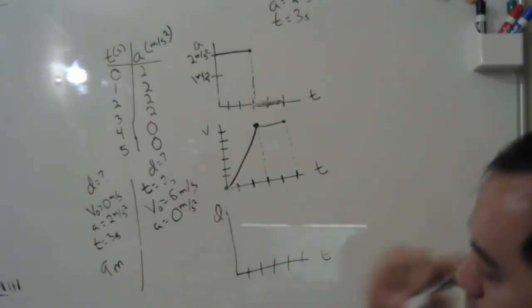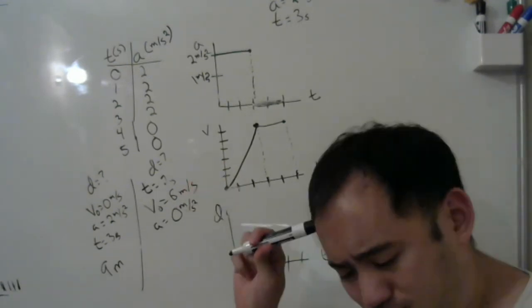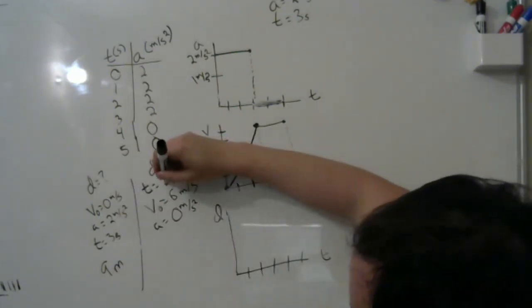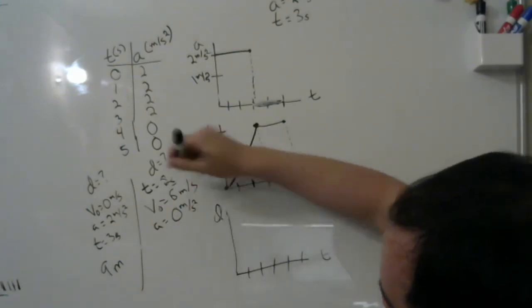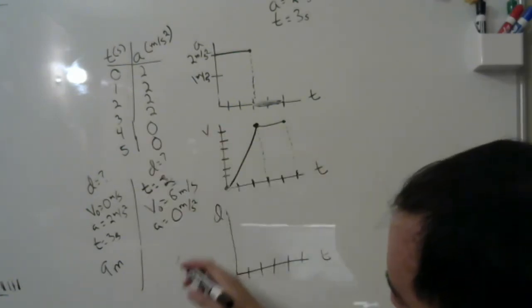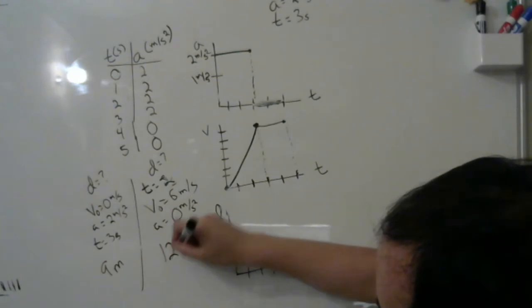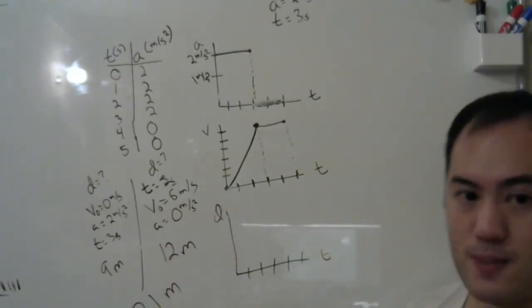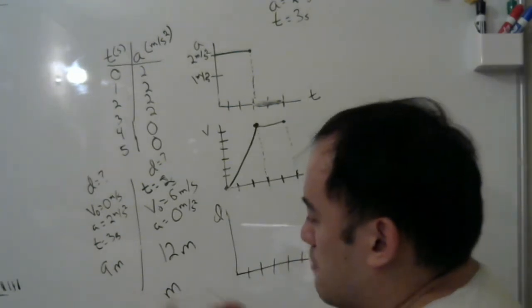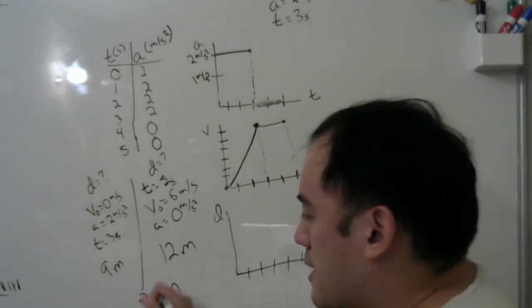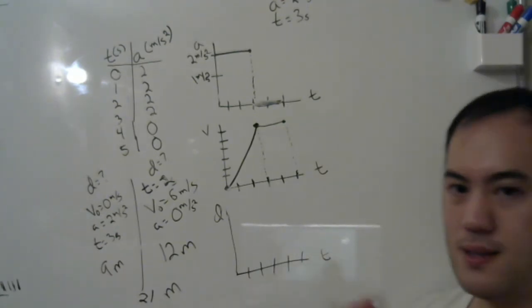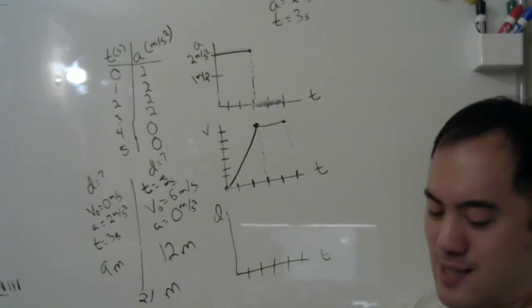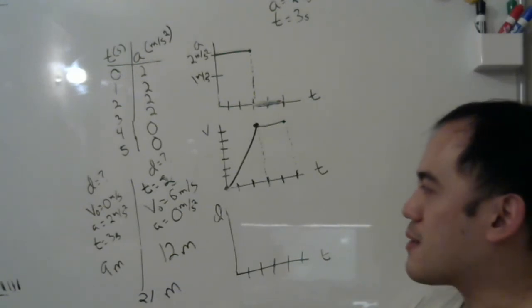Good job, everyone. You figured it out. Use your physics powers. In this time, these 2 seconds, this kidnapped guy went 12 meters. So total 21 meters displacement. 21 meters of displacement in 5 seconds. Physics, we did it, hooray. But this lesson's supposed to be about graphing, so let's see if there's an easier way.